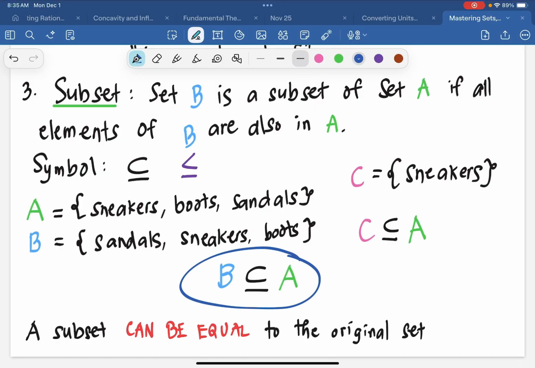On the other side, with C as a subset of A, the number of elements is less compared to the original, which is 3. Here it's just 1. So as long as it is equal, or even if it's less than the original, as long as each element is present in comparison to the original, then that is automatically a subset.